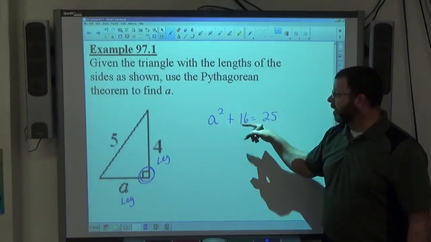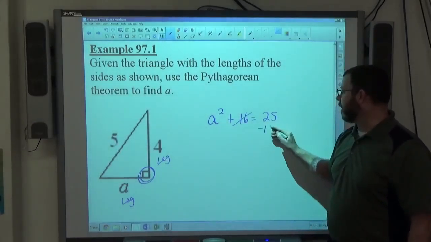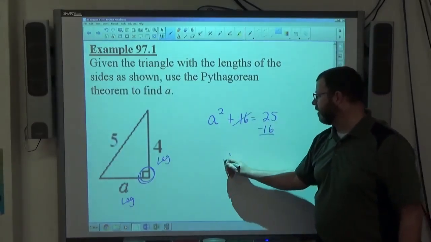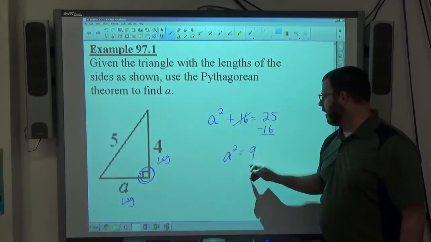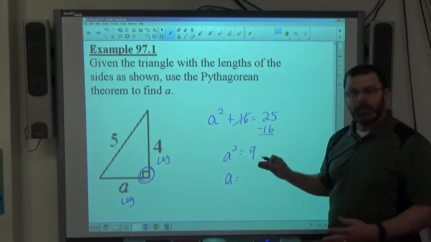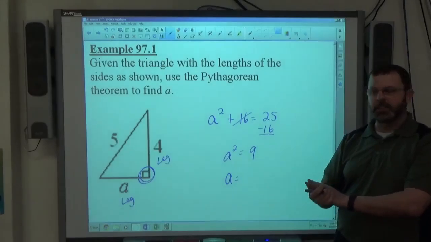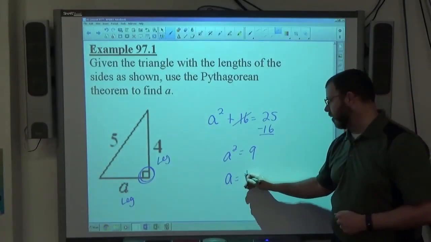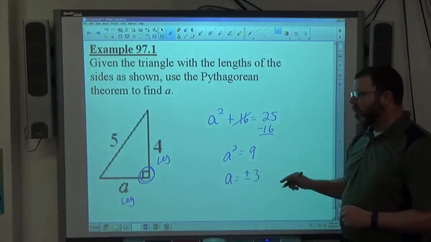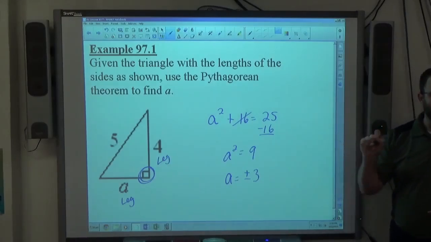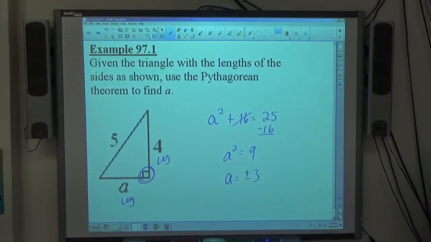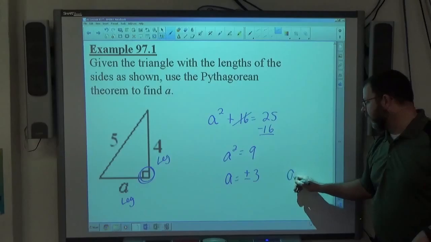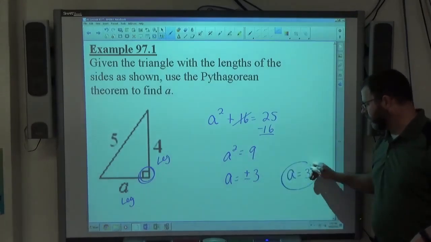In this case, in order to figure out what A is, I have to move the 16 to the other side. That requires me to change the sign. A squared ends up equaling 9. So A is equal to, officially based on what we just learned in lesson 96, plus or minus the square root of 9, so plus or minus 3. But when you're dealing with a leg in a triangle, we're going to assume the positive answer every time. So I only want to get the positive 3.